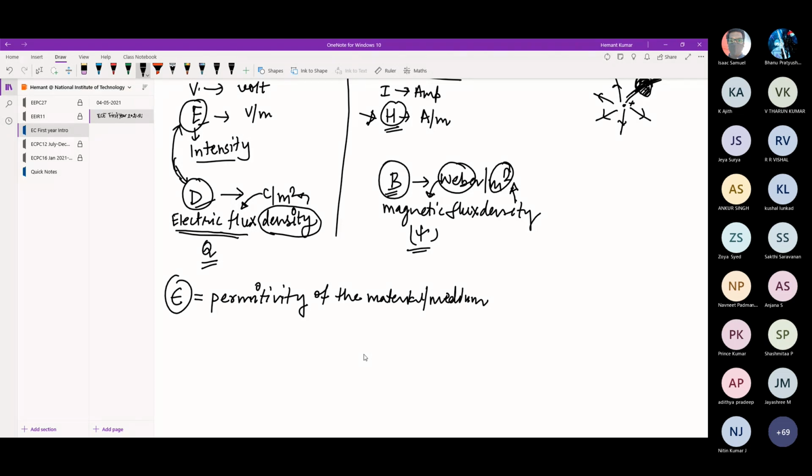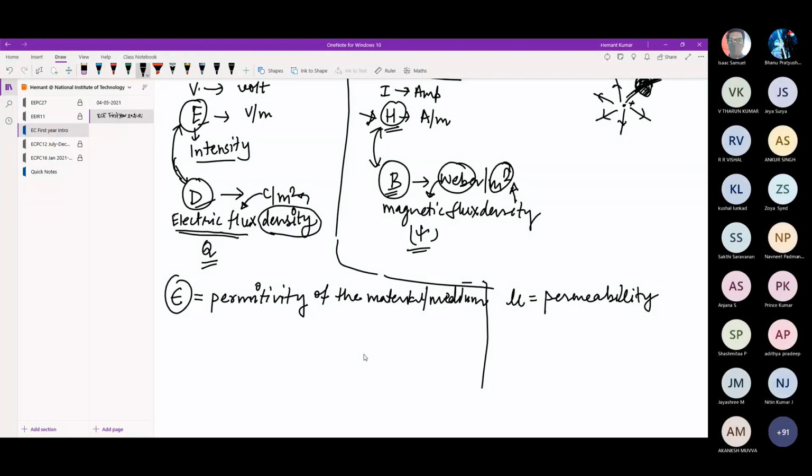Similarly, there is another quantity in magnetic field. We have a permeability that is denoted by mu, permeability of the medium or the material, which connects these two terms, H and B, intensity and density. We can measure anything in terms of either E or D, because epsilon and mu are the terms which connect these two things.